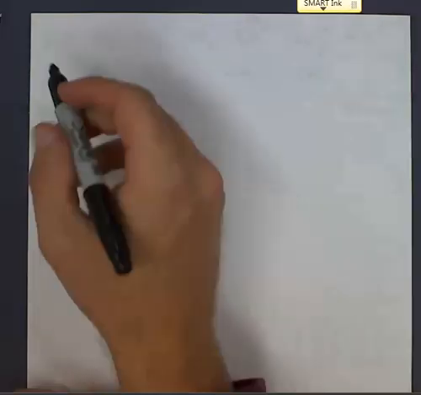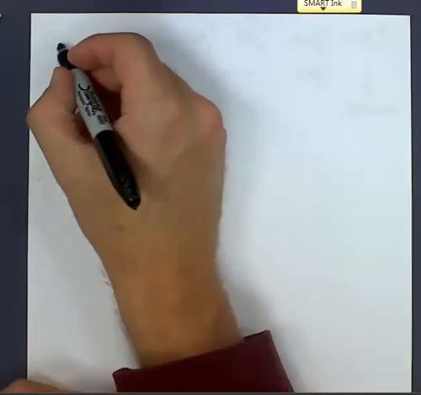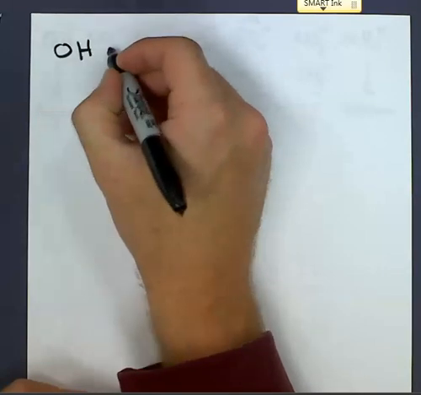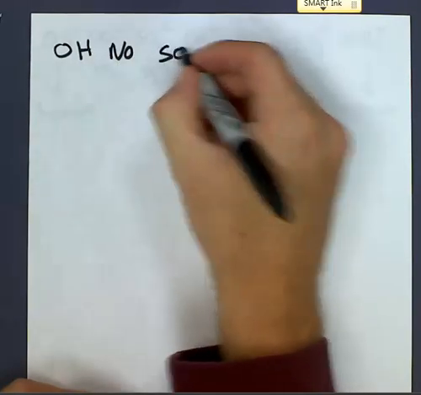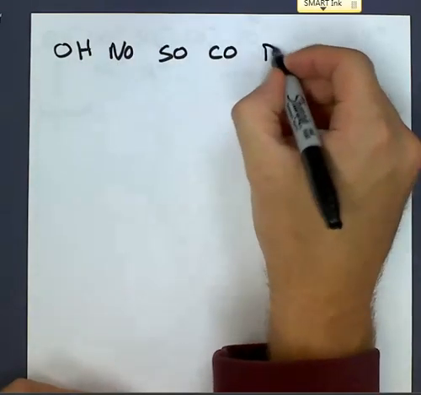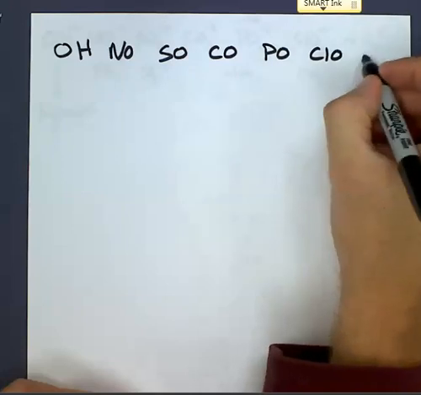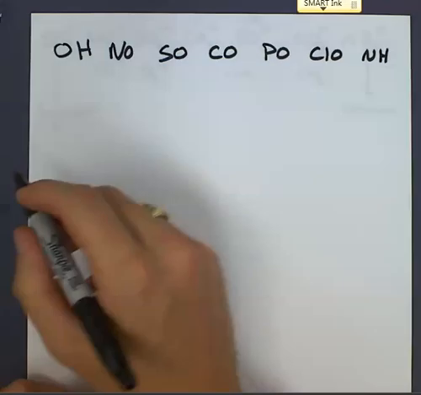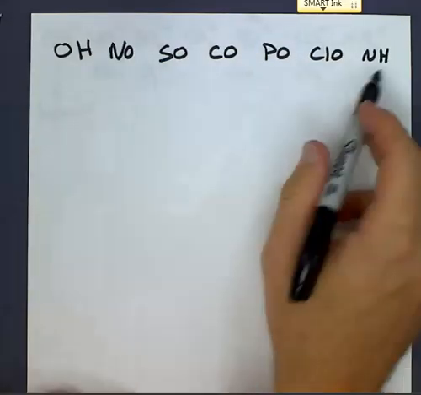Okay, so we're here looking at how to write the formula and how to name a compound that has a polyatomic ion. Our first step is to know what our polyatomic ions are. As we've learned a couple times before, we repeat: OH, NO3, SO4, CO3, PO4, ClO3. That's the first thing. It gives us the types of elements in each one of these.